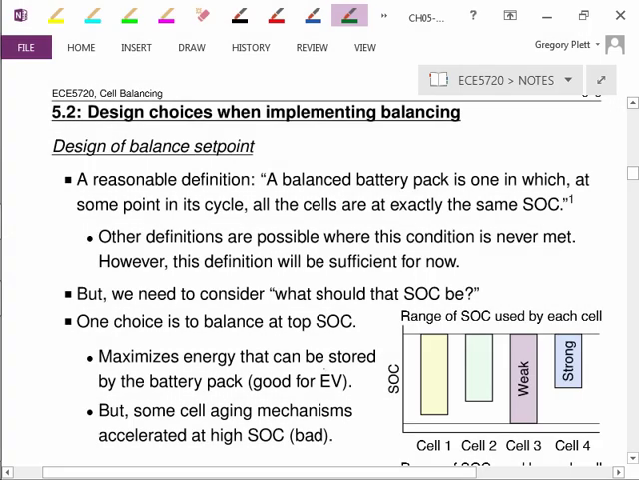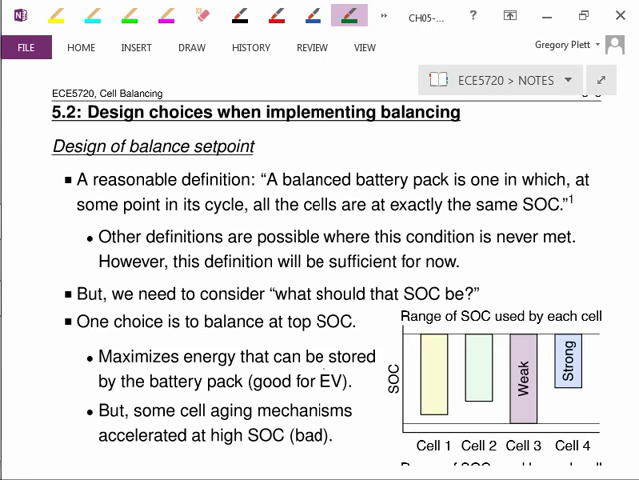In this section, we're going to look at some design choices when implementing balancing, and it's really more design questions that need to be answered, because I don't actually answer the questions for you. I just point out what these questions are that need to be addressed.